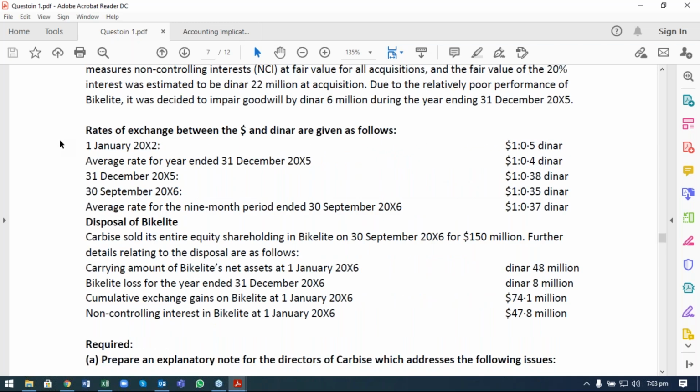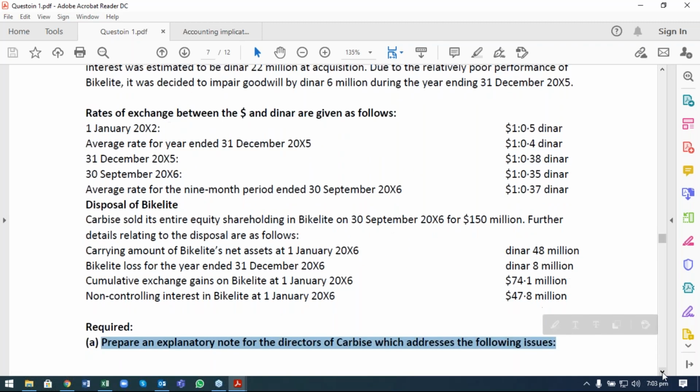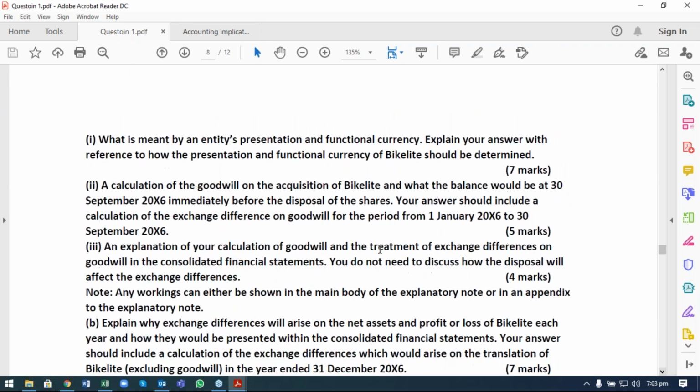The second part of this question is the requirement over here. You need to prepare an explanatory note for the directors to address the following issues. The first issue is how functional and presentation currency should be ascertained for a subsidiary. Goodwill calculation was required on acquisition of Bakelite, and what the balance would be on 30th September 2006, immediately before the disposal of the shares.